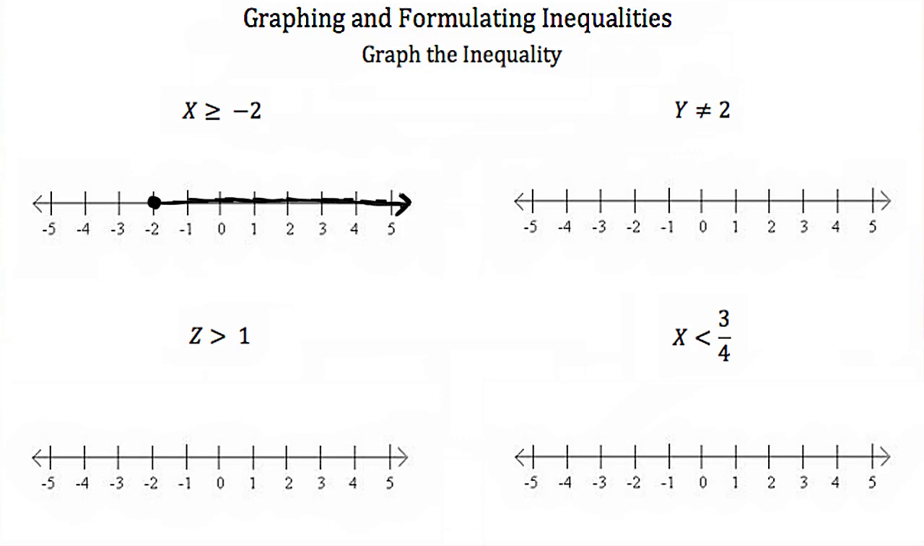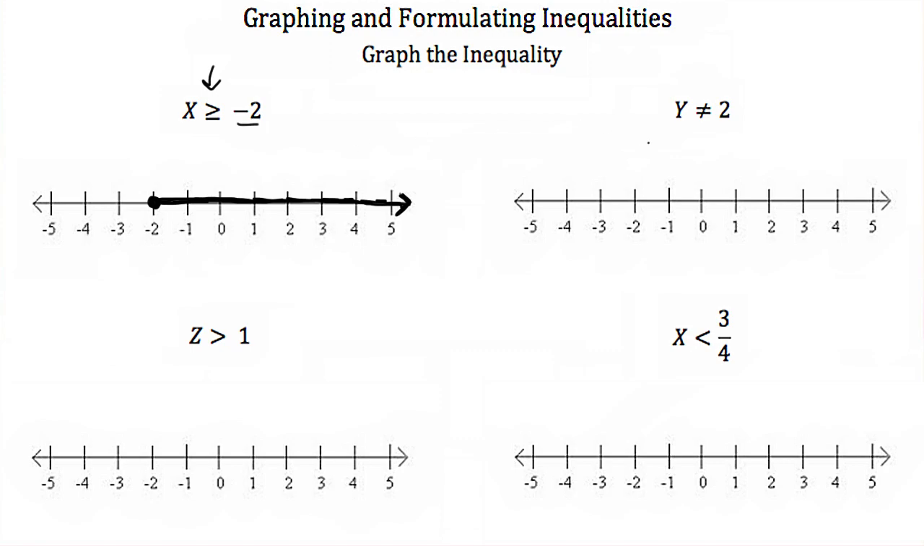Another easy way to remember this is if you want to know which direction to fill in on your number line, your sign will kind of point you the way. This greater than sign points to the right. So you know you have to fill in all the numbers to the right of negative 2.